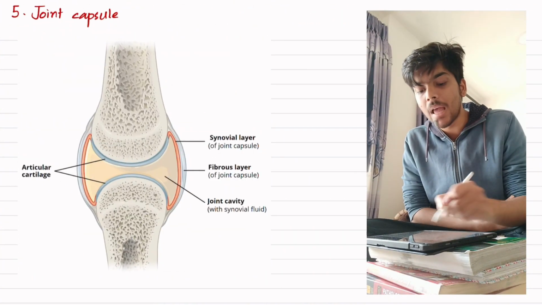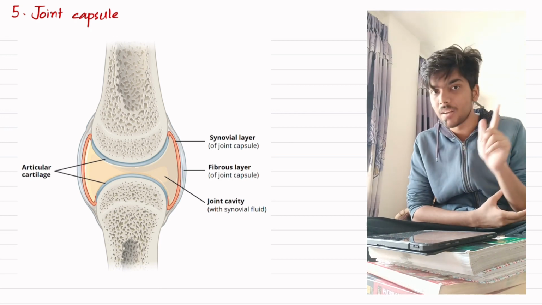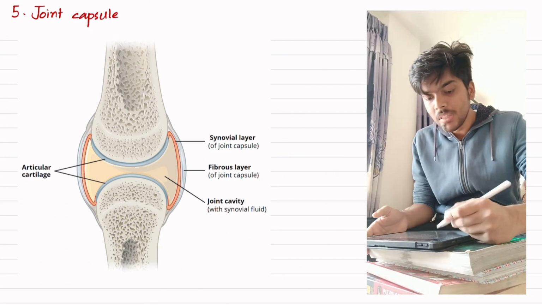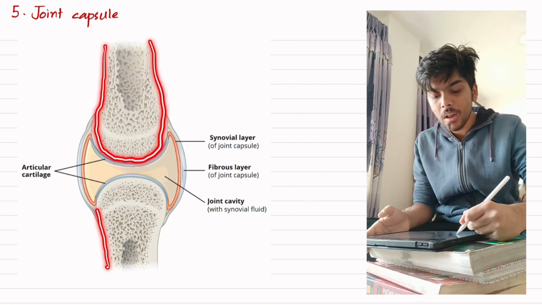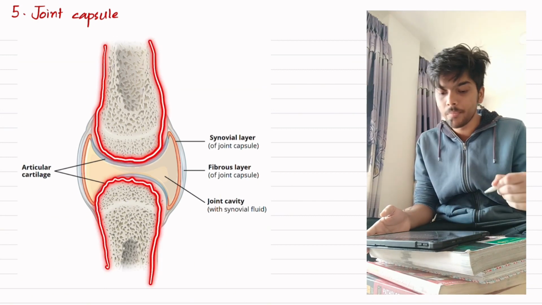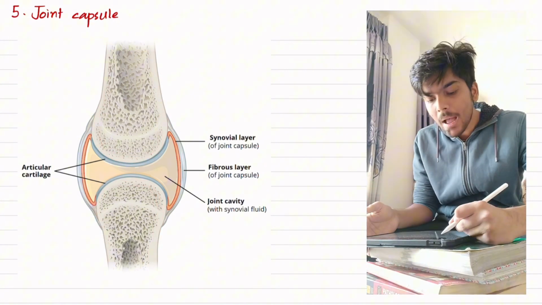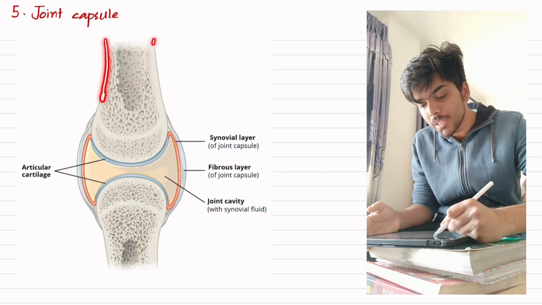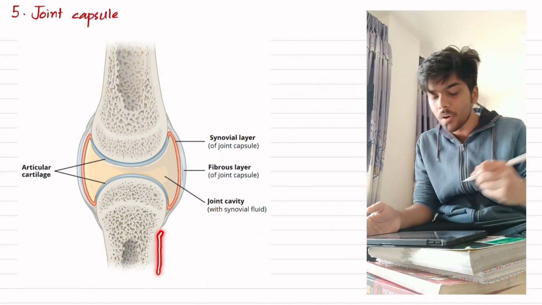Next, we have the joint capsule that is responsible for keeping the joint stable. But first, let's understand joint capsule. This is one bone and this is the other bone forming a single joint. Both these bones from outside are covered by a layer called periosteum. So this bone is covered by periosteum and this bone is also covered by periosteum.